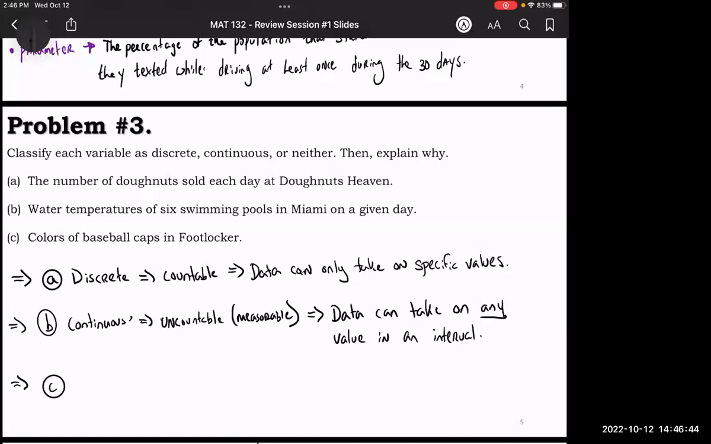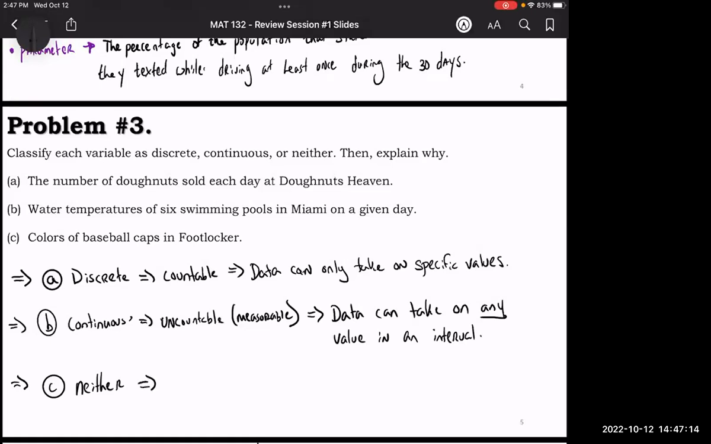But anyways, colors of the baseball caps at Foot Locker. Is it discrete, continuous, or neither? Neither. It is neither. If it said the number of baseball caps, it would have been a discrete data set. But because we're talking about colors, what do we know about colors? It's qualitative data. Very good.